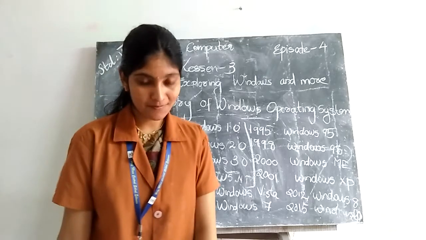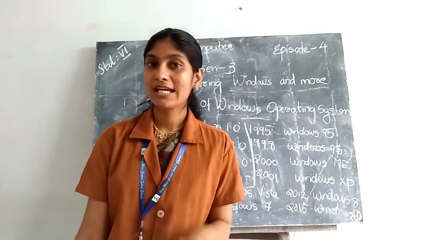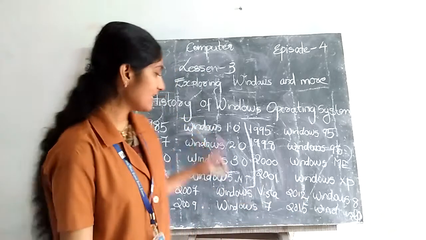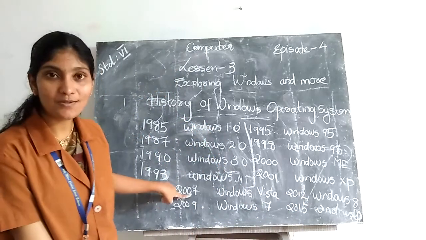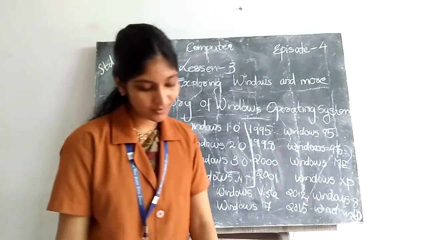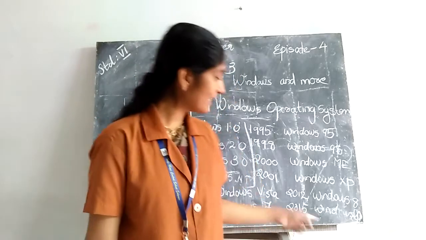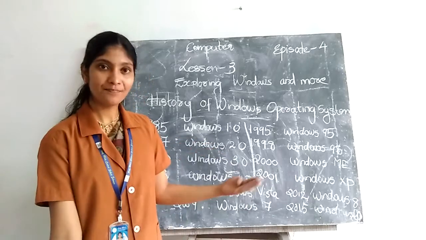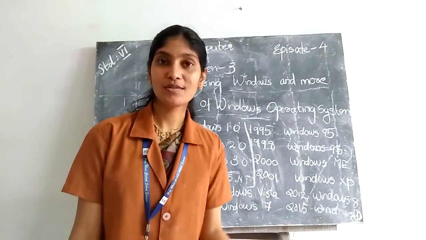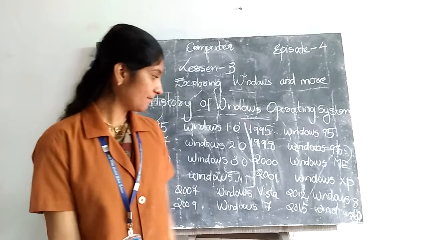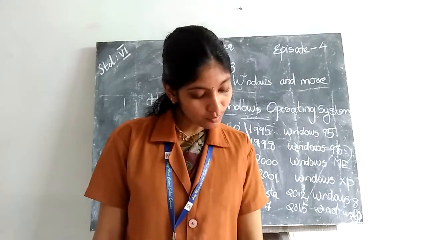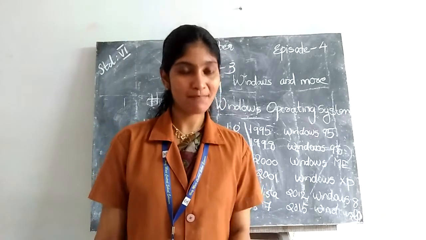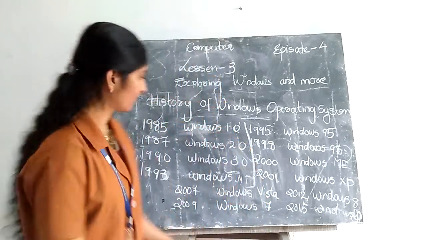But in this chapter, we are going to learn about Windows 7, that was developed in the year 2009. Right? Okay. Then there are also many other versions of Windows that came into existence, like Windows 8.1, etc. And now let's go to the next topic about Windows 7.